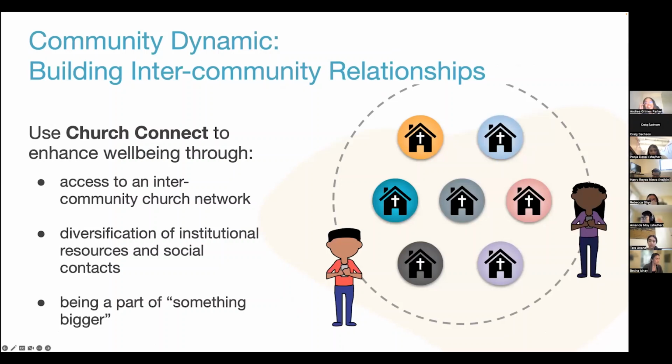The last community dynamic that I'll mention is building intercommunity relationships. In the current iteration of Church Connect, users can only interact with members of their own church. And yet, participants were aware that other church communities were engaged with our project. Our participants discussed wanting to interact with those other church communities through the app. They described how such interactions could increase their access to beneficial institutional resources across church communities, and that it could also help expand and diversify their social networks.